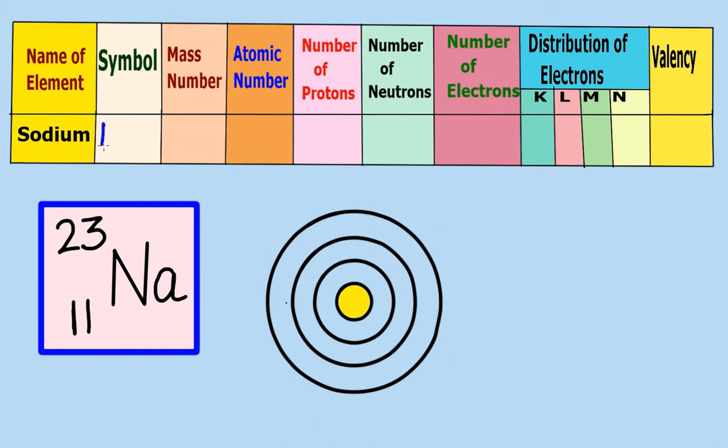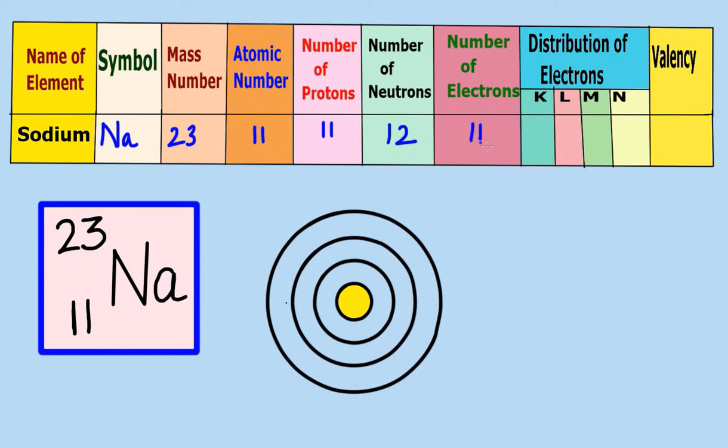Sodium is represented by the symbol capital N small a. Its mass number is 23. Its atomic number is 11. So it has 11 protons, 11 electrons. What is the number of neutrons here? 23 minus 11. That is 12 neutrons are present in sodium.